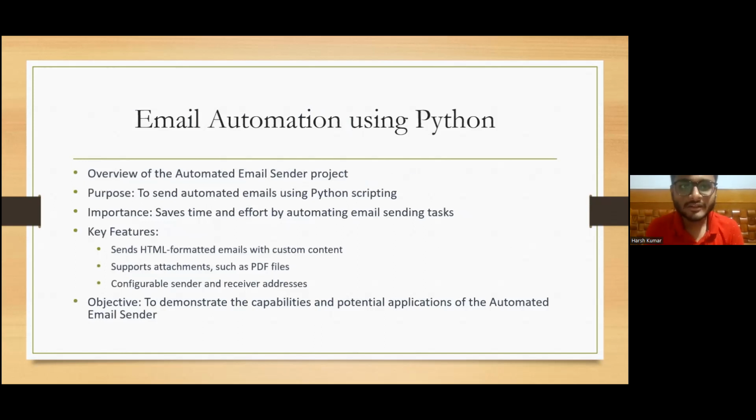Now let's go to the second task, that is email automation using Python. The objective is to send automated mails using Python scripting, and it can be used for mass mailings. We'll see the key features and the configuration of the senders and the receivers. The objective is to demonstrate the capabilities and potential applications of an automated email sender.